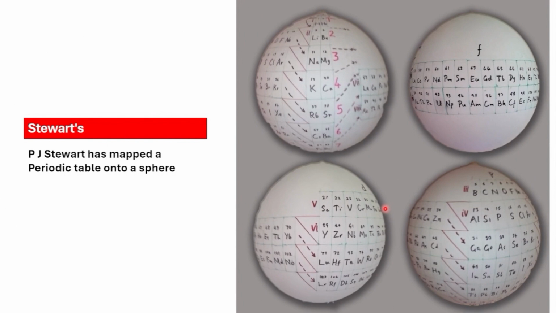Next we have Stewart's periodic table. P.J. Stewart has mapped a periodic table onto a sphere. On the surface of the sphere, he mapped this periodic table blockwise, SPDF blocks, and it looks something like this. If you see, these ones are the S block elements. Here we have the P block elements. On the side of that, we have the D block elements, and then we have the F block elements.